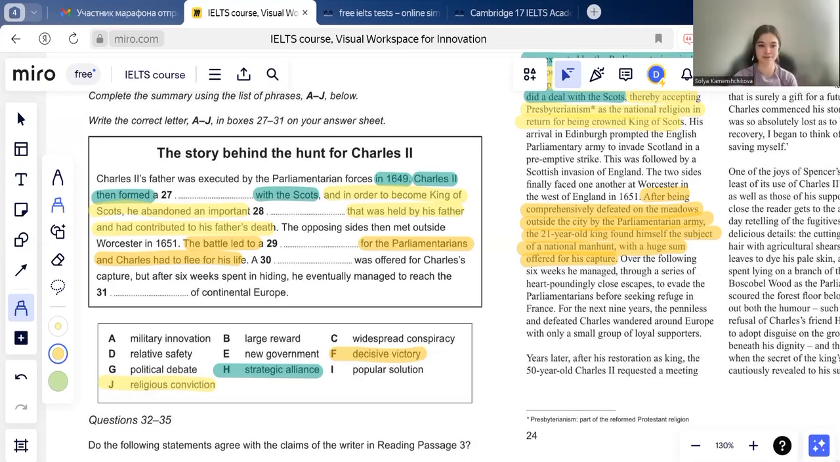No questions. What does it mean decisive? Decisive victory. Да, то есть такая решающая победа. От слова decide. Решать, да? Decide. Okay. Questions? No questions. Moving forward. 30.